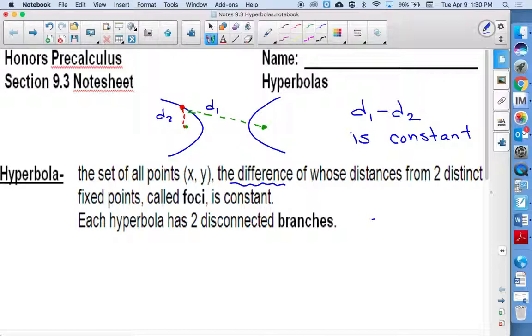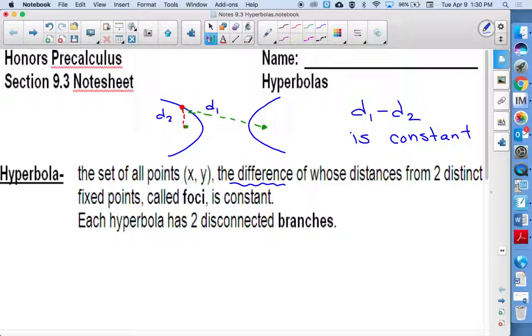Could you do positive or negative? You're always going to take the longer one minus the smaller one. So it would always be the longer distance minus the shorter distance. And then underneath it does say each hyperbola has two disconnected branches, so that tells you that they will never connect together. They will always be going in opposite directions, which is the same thing with the hyperbola in the algebraic sense. You have these two branches going in opposite directions, always kind of like diagonal from each other.